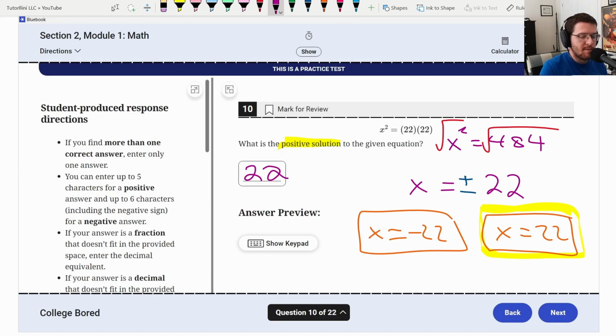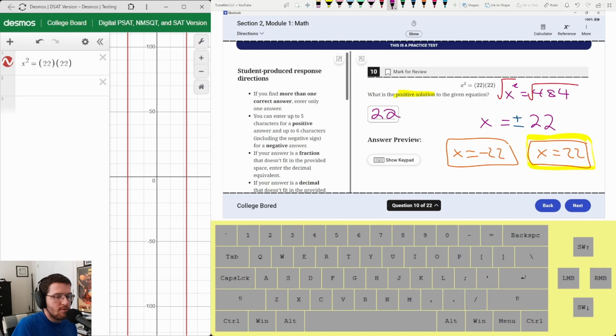We can also do this on Desmos. Let's go do that. Okay, I just typed in the equation verbatim, and as you can see, this has two solutions, negative 22 and 22. Once again, we're going with 22 because the question asked for the positive solution.